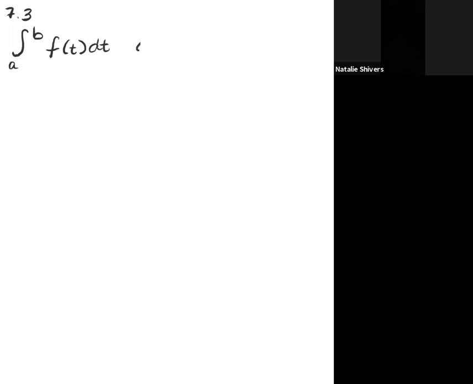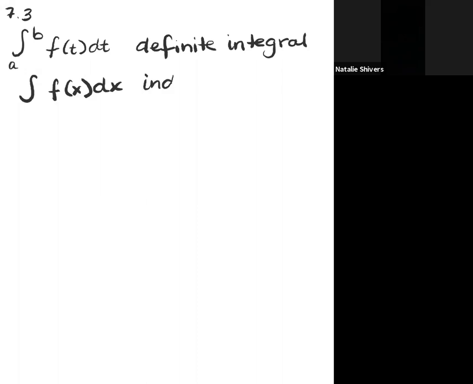And this is called a definite integral. So it has a beginning and an end. It's going to give us an actual answer. Okay, and then we also have one that doesn't have anything. This is the integral of f of x dx, and this is called an indefinite integral.